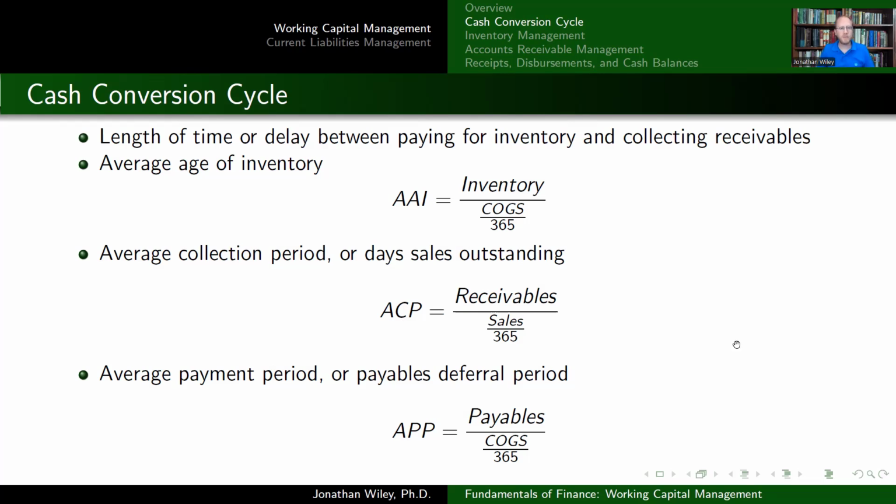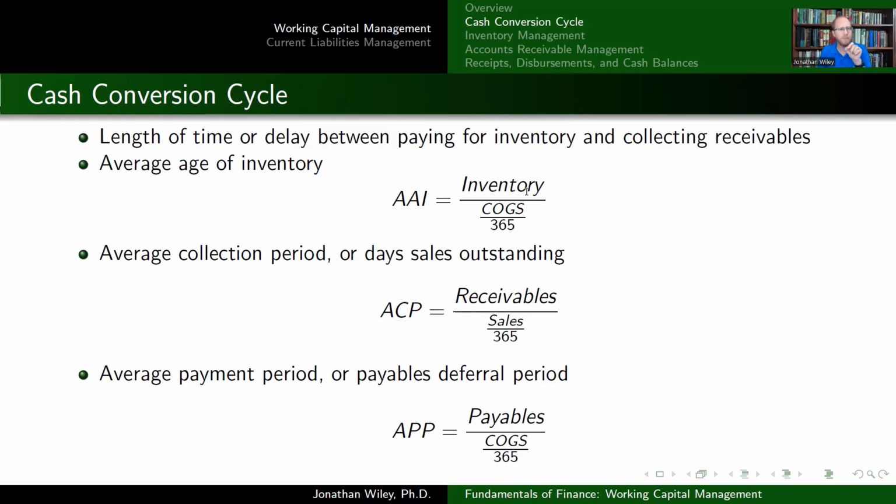Now, the next piece that we need to factor in is this. When I order inventory and the inventory arrives in my business, that's not actually the moment that I've paid for it. Because what we're trying to get at is that length of time or delay between when we've paid for the inventory and we've collected the receivables. So I've got this average age of inventory. That's from when the inventory arrives in my business to when I sell it. Then I've got the average collection period from when I sell it to when I actually get paid.